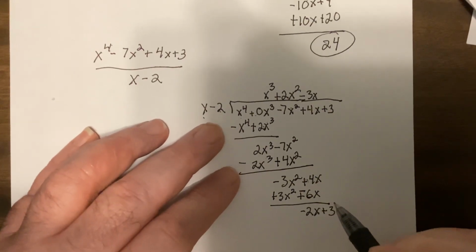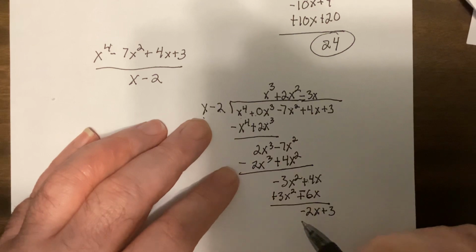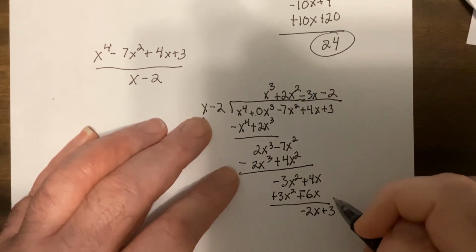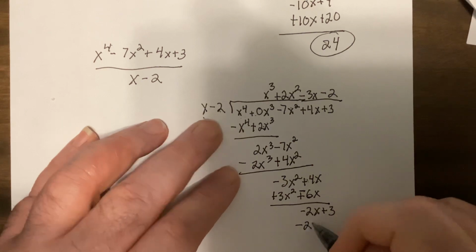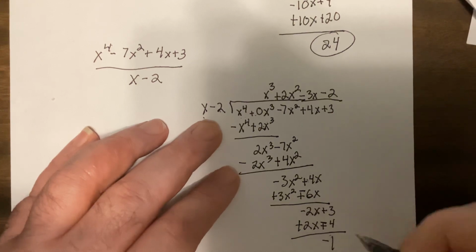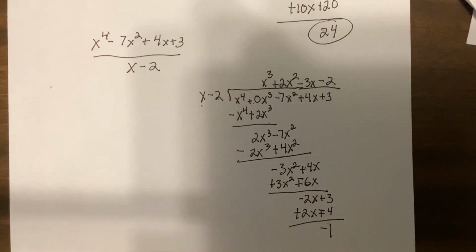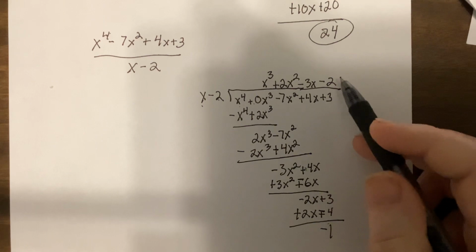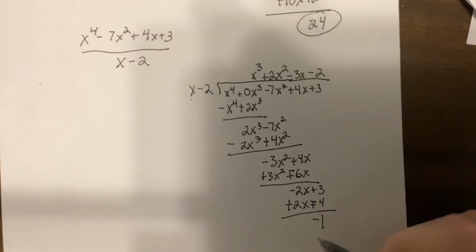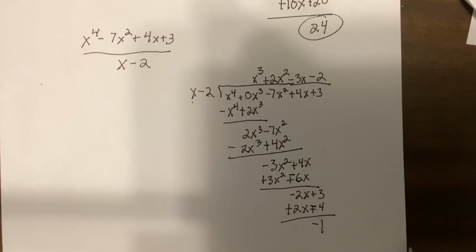What do you multiply x by to get minus 2x? And that'd be minus 2. So that'd be minus 2x plus 4, switch a sign, that'd be minus 1 is your remainder. And again, if you want to put minus 1 over x minus 2, that's okay with me. If you want to leave it down there, that is okay with me too.